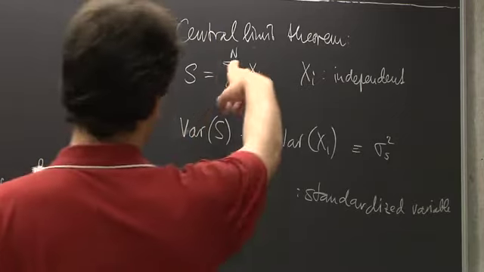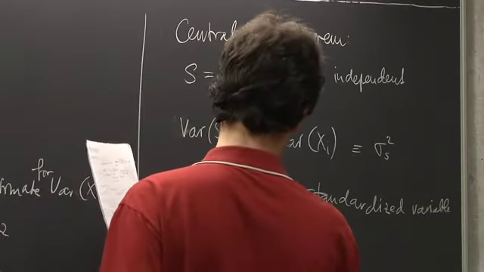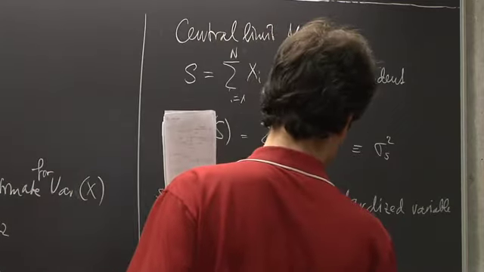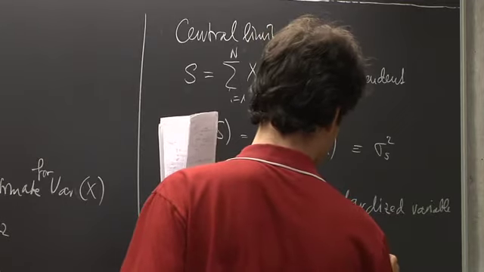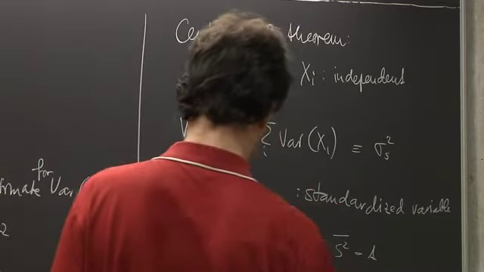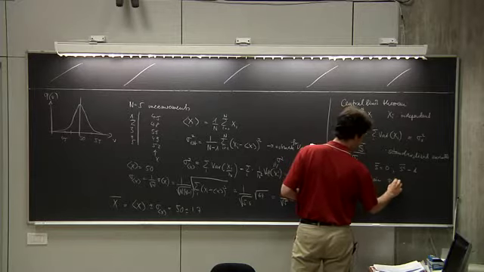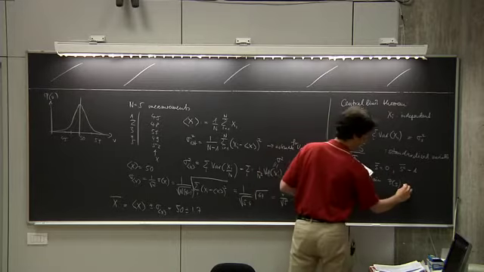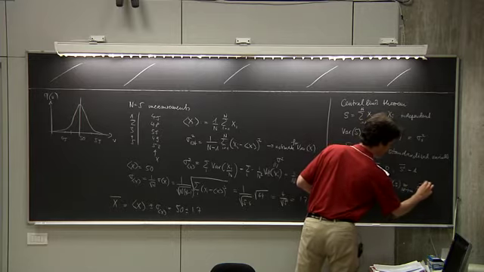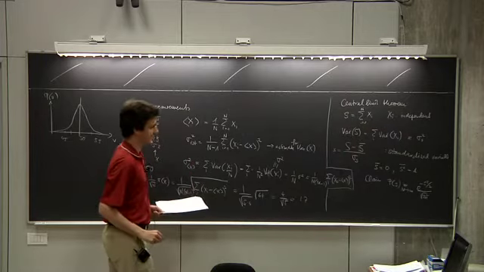Then the statement is that when n is large, then this standardized variable will have a Gaussian distribution, namely s has zero mean. It has, of course, standard deviation 1, because you normalized it to have it 1. And the claim is that the probability distribution of s will essentially be Gaussian as n goes to infinity.